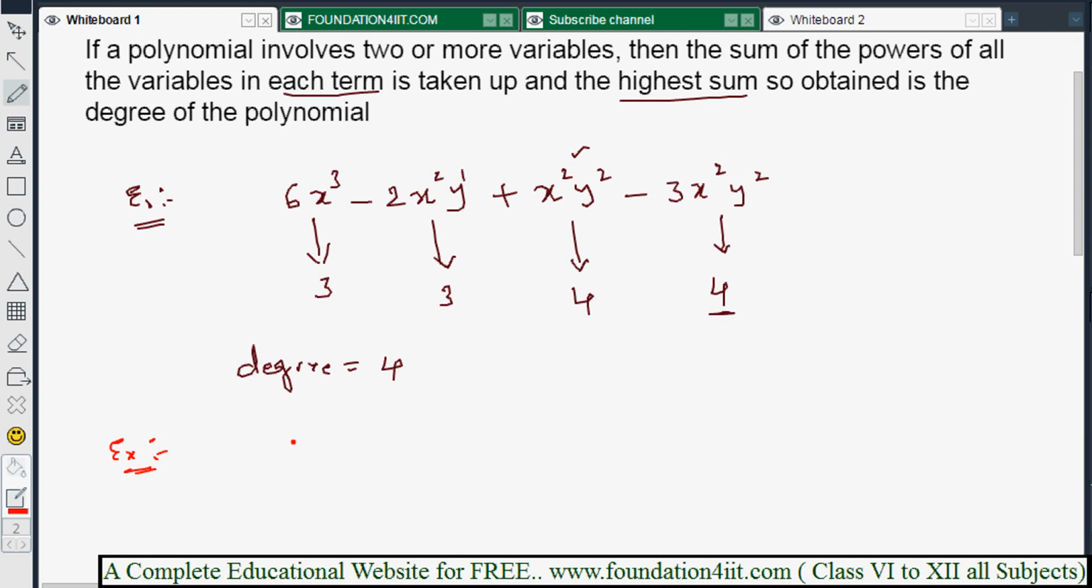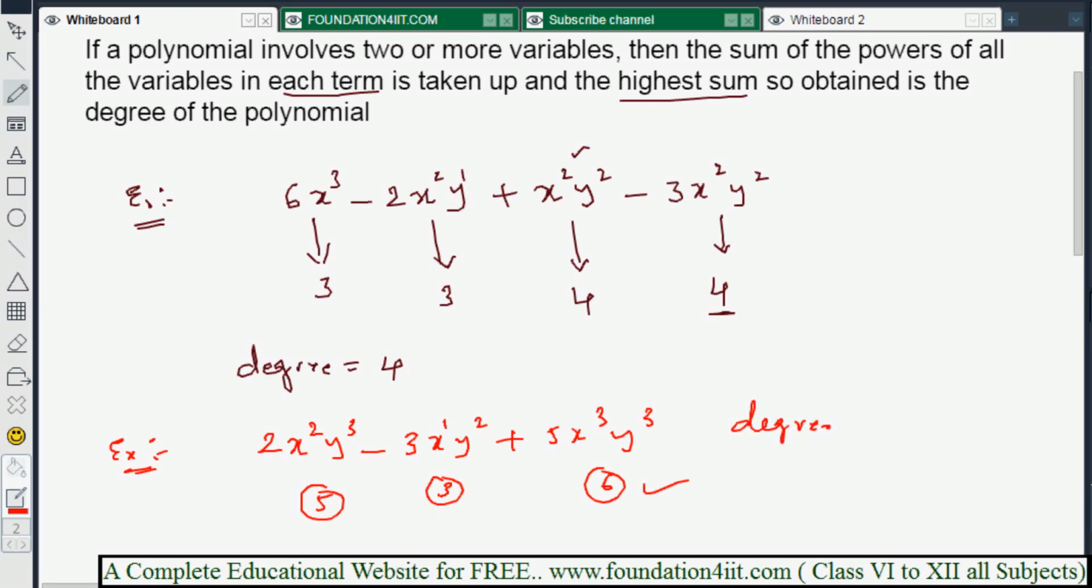We need to check whether it is a polynomial or not first. Then 2x square y cube minus 3x y square plus 5x cube y cube. Only 3 terms are there. Now if you see the degree, x square y cube is 5 total. x y square, x power 1, so 3. x cube y cube is total 6. So the degree is equal to 6. After adding the powers, the highest one we can take as the degree.